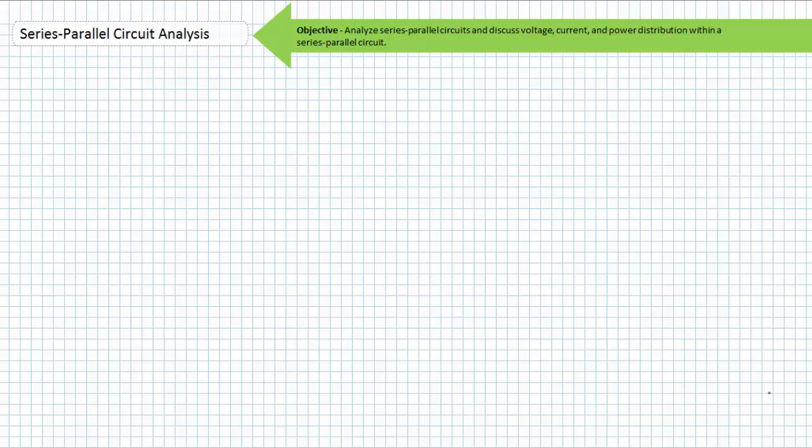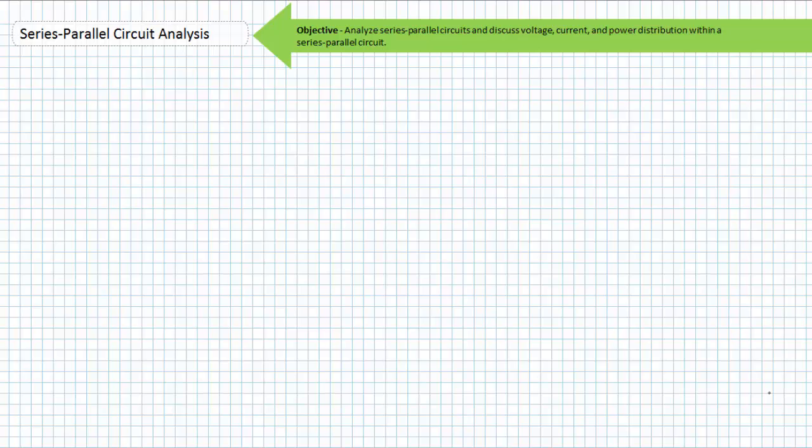Additionally, we'll discuss how voltage, current, and power is proportionally distributed within a series parallel circuit, as well as the effects of short circuits and open circuits inside series parallel circuits. Let us begin this lecture with a review of basic series and basic parallel properties.